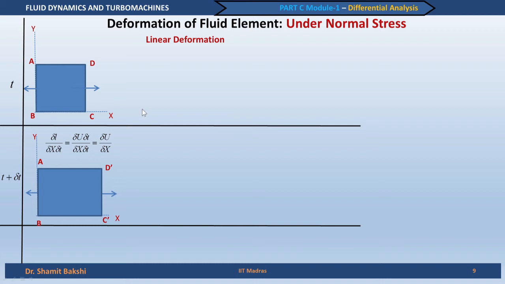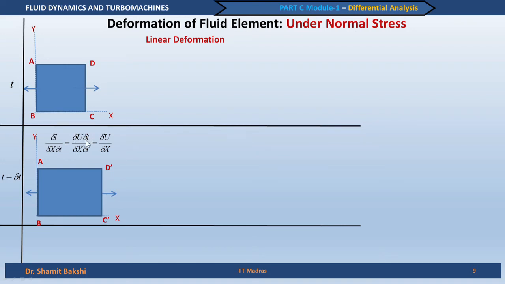As we had done in the case of the angular deformation, the rate of linear deformation is the change in length divided by original length and the elemental time, because we are talking about rate of change of deformation and not just the percentage change. So, delta L by delta x and the whole divided by delta t. This delta L is the difference in length along the x axis, that is the difference in length between AD prime and AD.